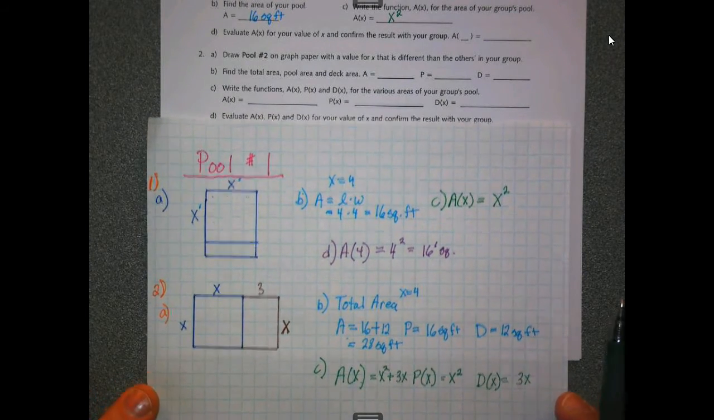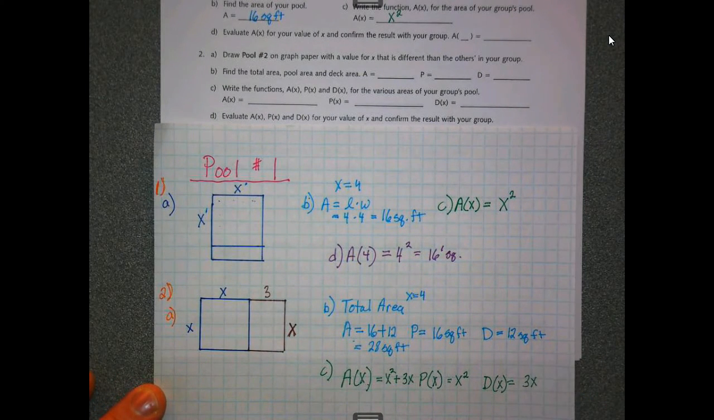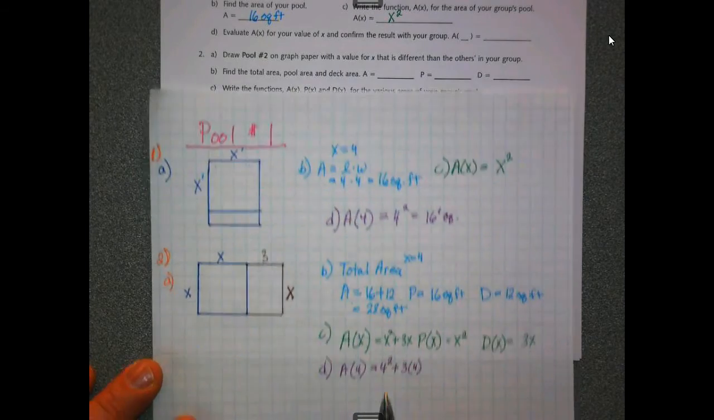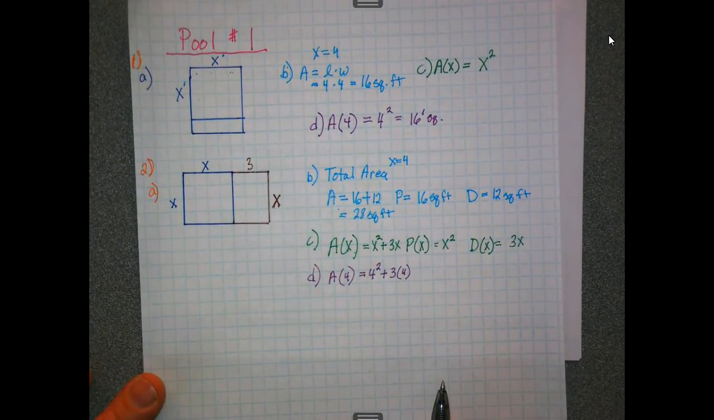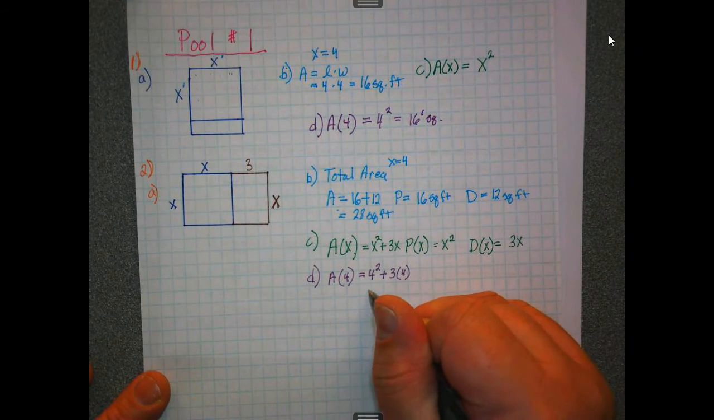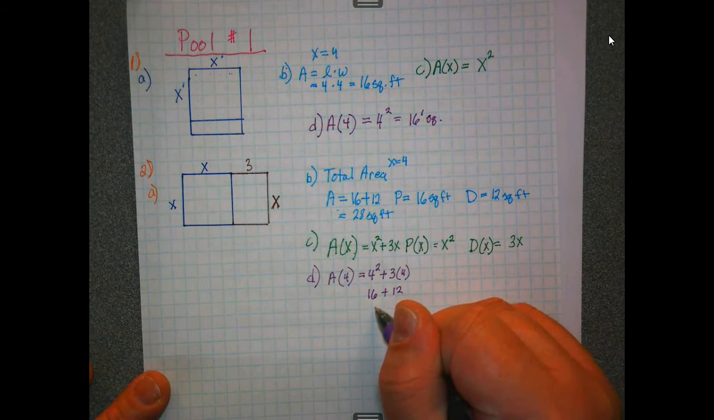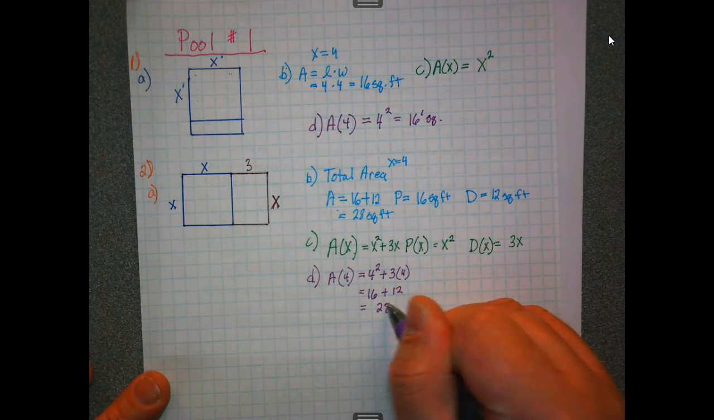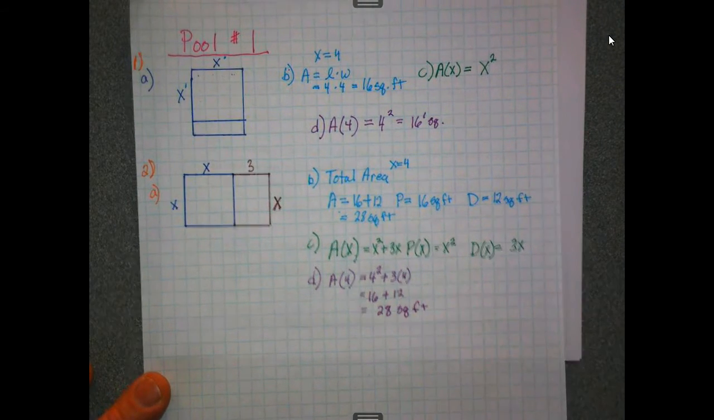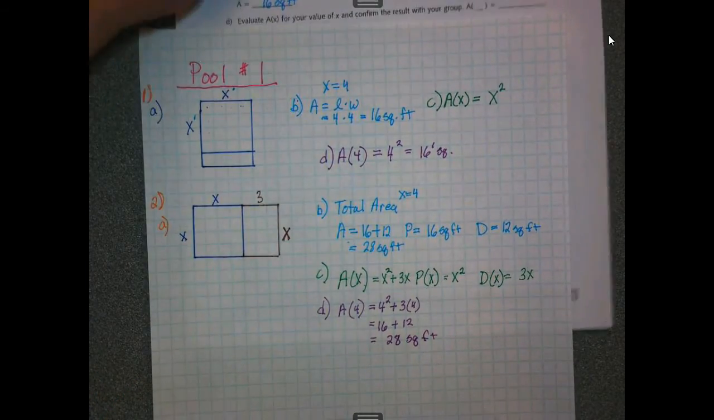All right, what's D? Evaluate. So now they just want us to find a of, in my case, my x equals 4, right? So they want me to find a of 4 equals 4 squared plus 3 times 4. Remember what this is called? Evaluating a function, right? So 16 plus 12, I get 28. Okay? And if you want to put them in the appropriate lines, go ahead.